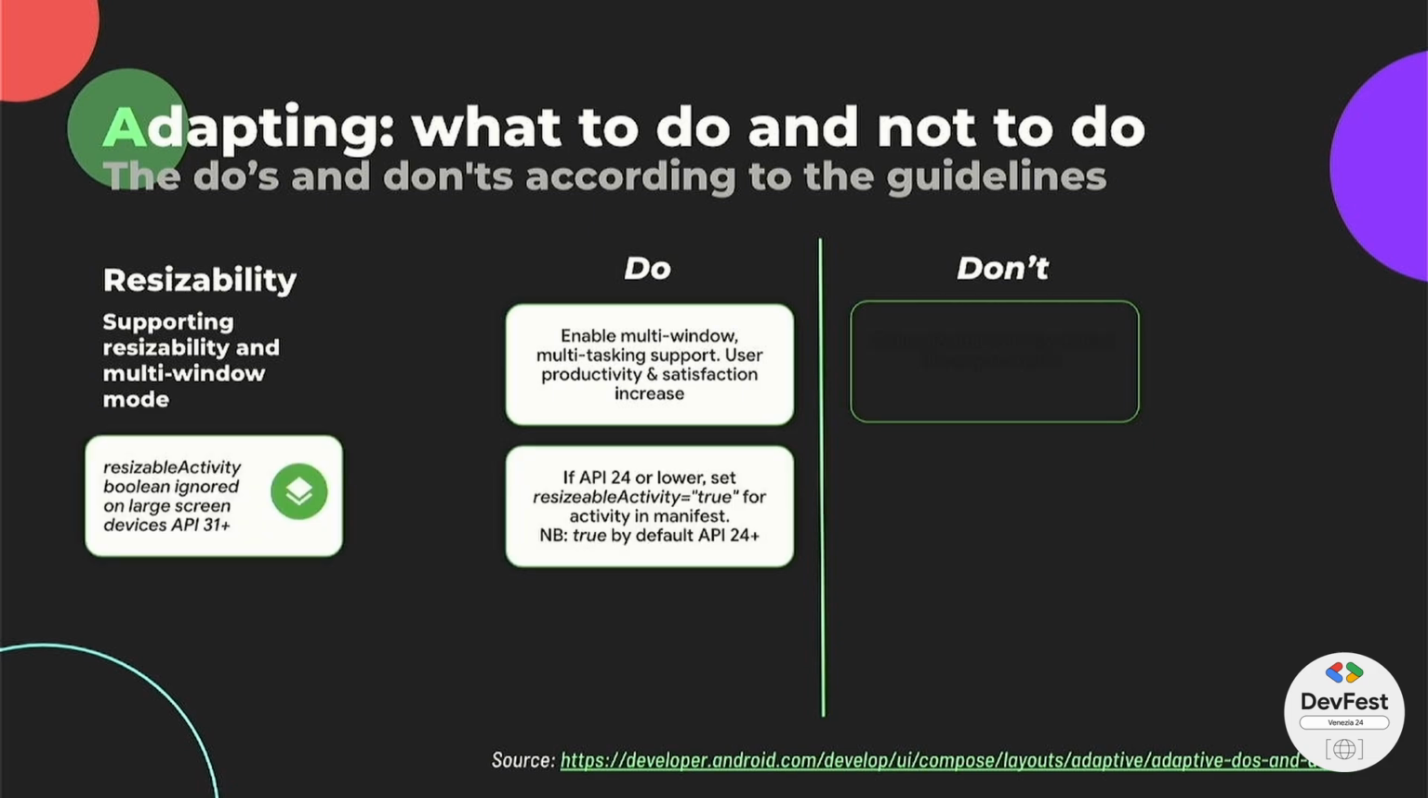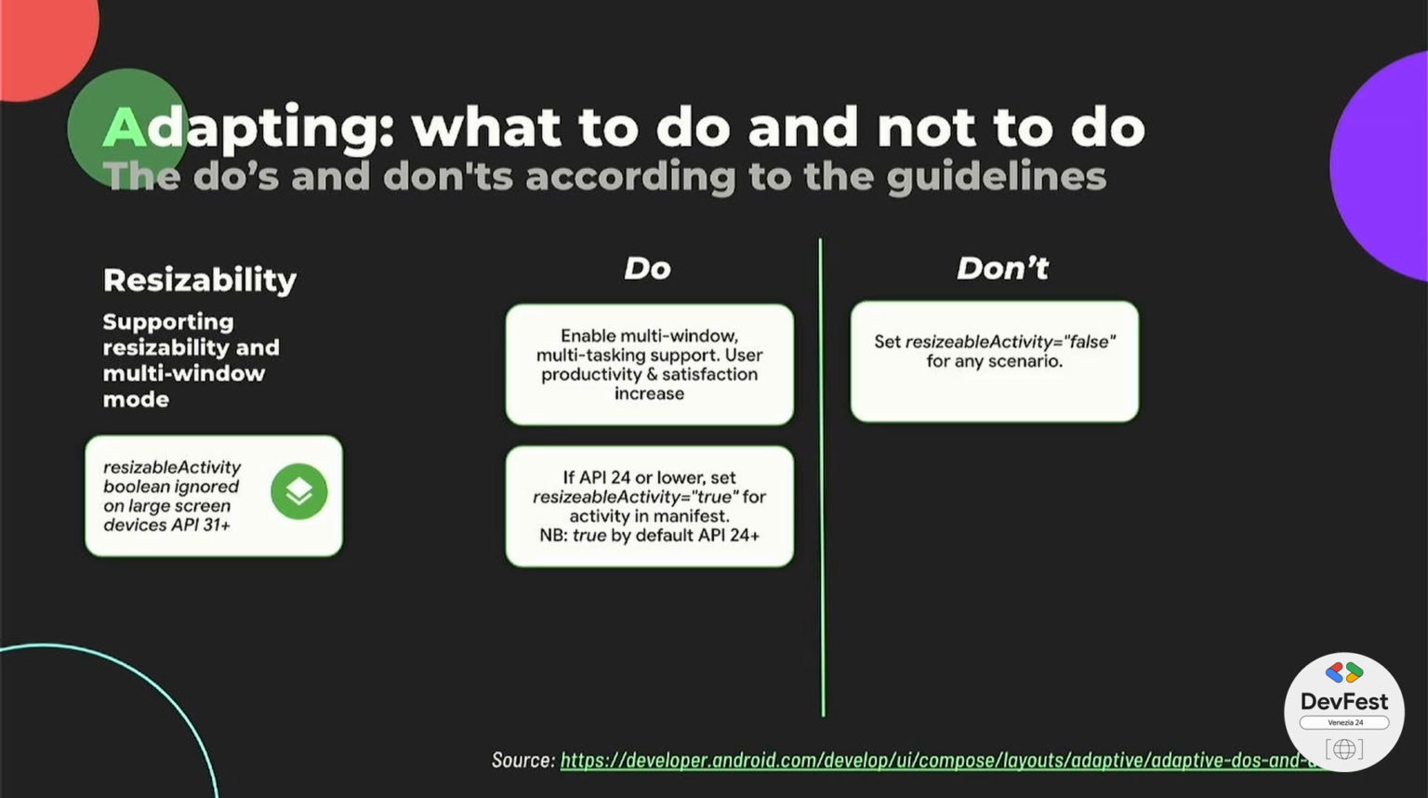Then if it's API 24 or lower, then you need to set the resizable activity to true. So this basically enrolls your app into resizable support. But if it's API 24 plus, it's going to be true by default anyway. Then what you shouldn't do is to set resizable activity to false for any particular scenario, because this will make sure that your app is not adaptive. So the recommendation here is set resizable activity to true if it's API 24 or below, or just to leave it as the default, as it always will be.